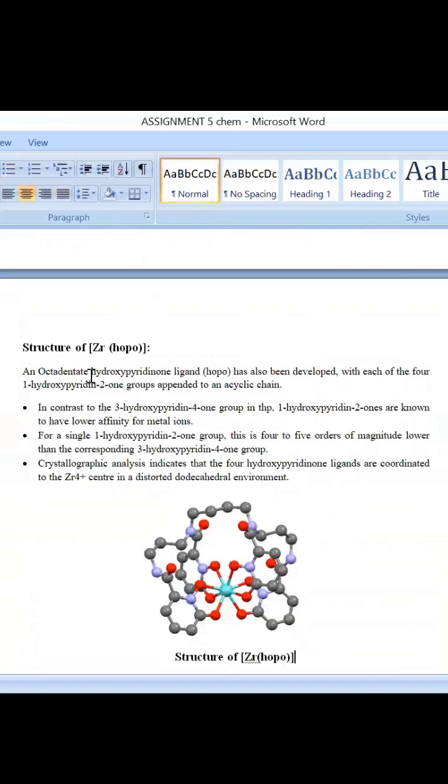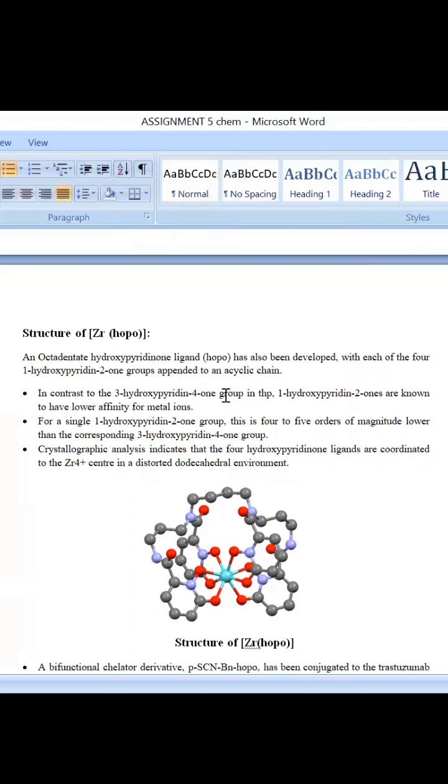Next is the structure of zirconium HOPO, an octadentate hydroxypyridinone ligand. HOPO has also been developed with each of the four 1-hydroxypyridine-2-one groups appended to an acyclic chain. In contrast to the 3-hydroxypyridine-4-one groups in THP, 1-hydroxypyridine-2-ones are known to have low affinity for metal ions.